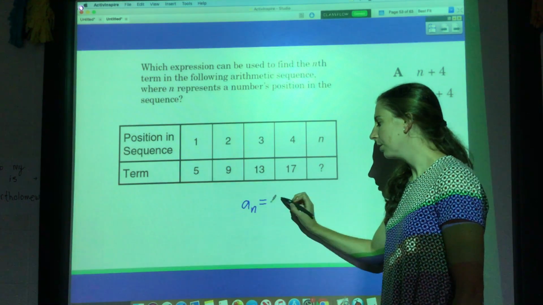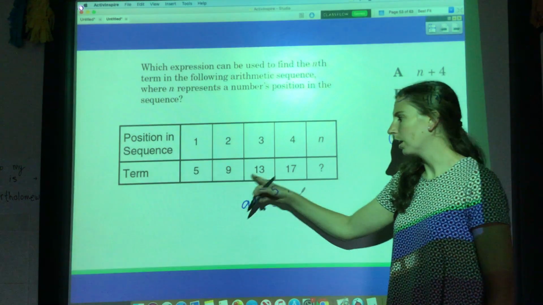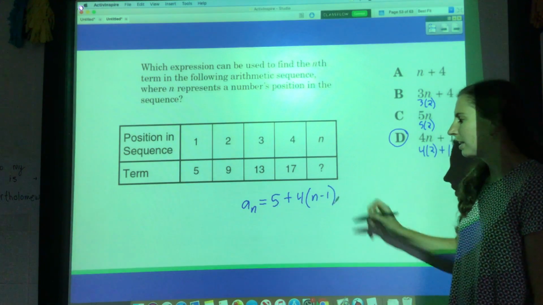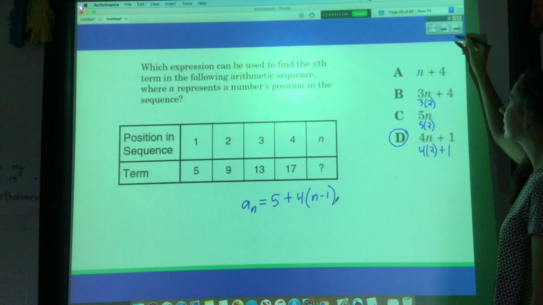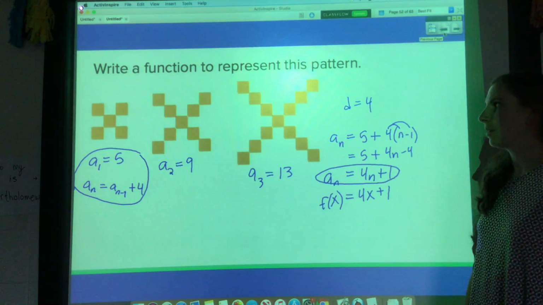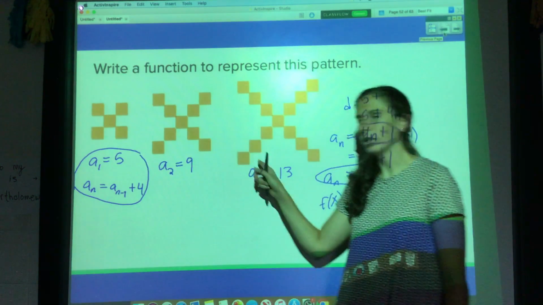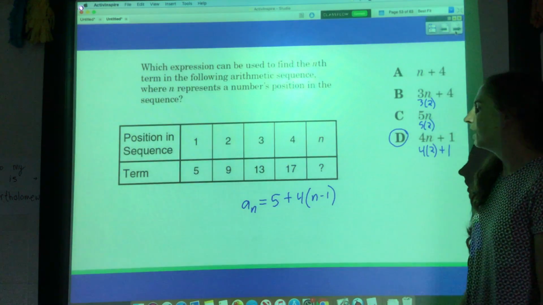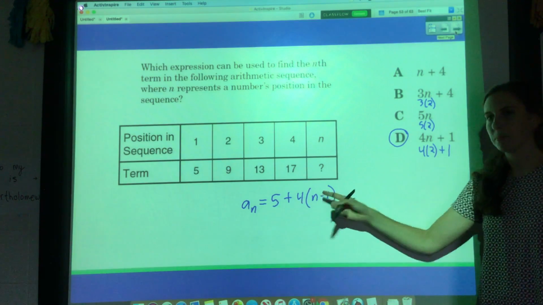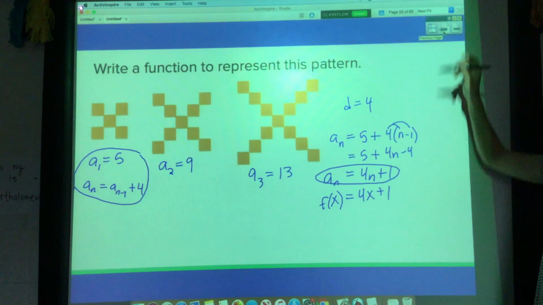You take the first term, 5, and then you add the common difference, which is 4. We're adding 4 each time, times n minus 1. This is actually the same sequence that we just did. You may not have realized it because it was a table rather than a picture, but they started with 5 and then they added 4 each time. So this is the same function that we just did, and once you simplify, we get 4n plus 1, just like we did right here.